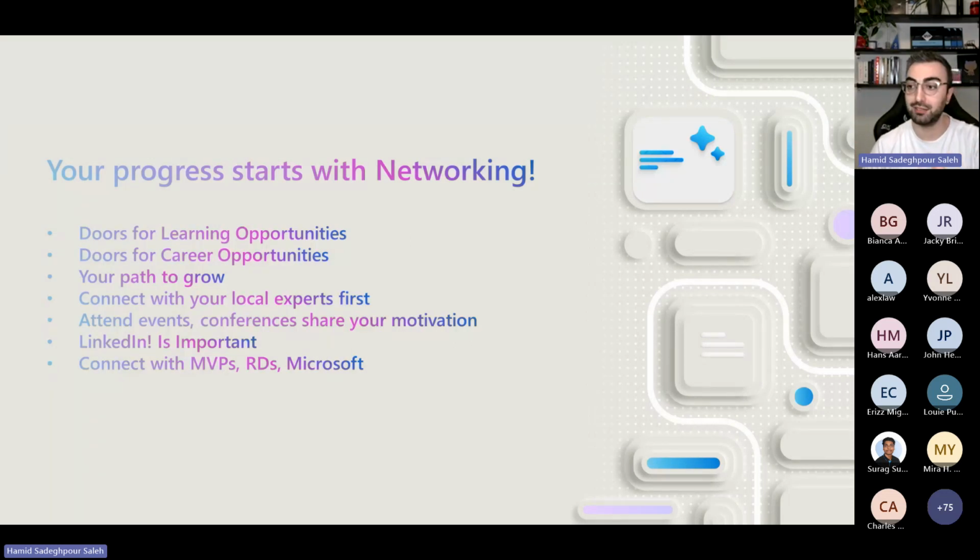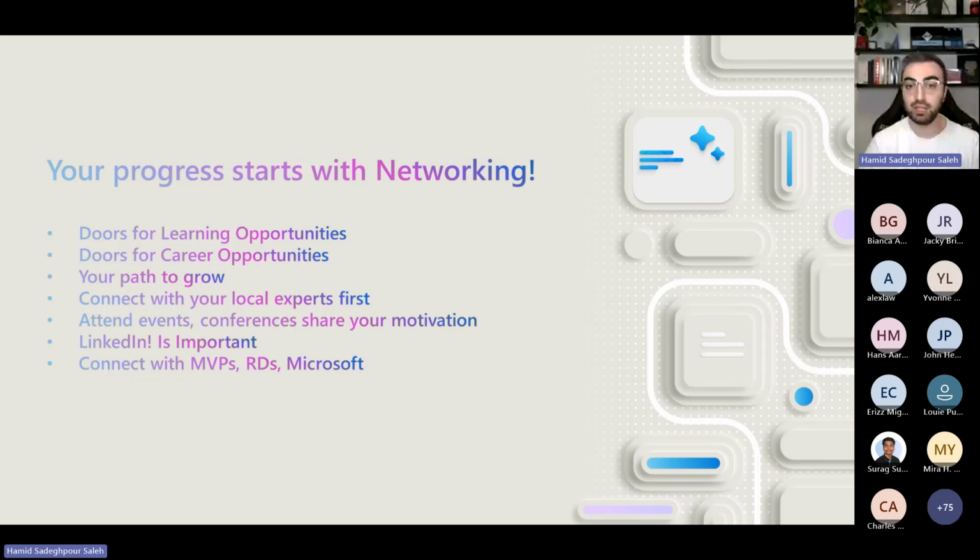So with Surag itself, for instance, they love to learn, they love to share, they have a beautiful community. They share about Microsoft technologies, they host professionals from all over the world. So this is exactly an example of why you are in this session, because networking helped you to be here today, spend some time to learn about some experience, and keep yourself motivated for the next level. Attend events, conferences, share your motivation.